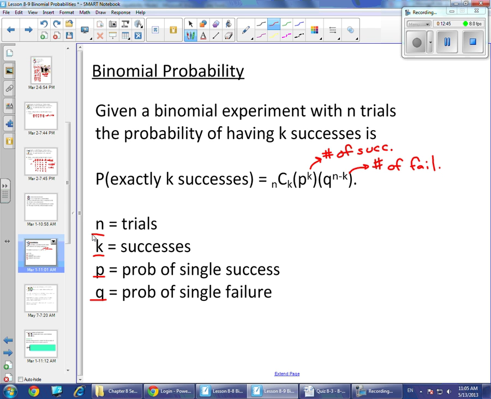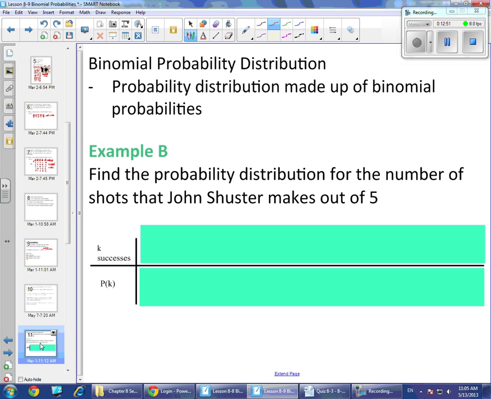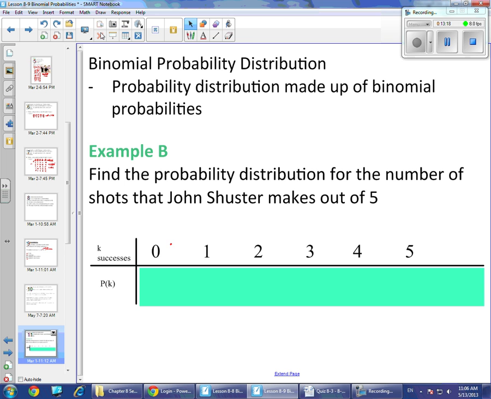So what we're going to do here is go back to John Schuster, and we're going to talk about his probability distribution, which is all the probabilities that make up a binomial distribution. So just like we did back in chapter 7, if we're going to write out a distribution, we make a table. On the top row, I'm going to list out the number of successes, the possible outcomes. So for Mr. Schuster here, he could make 0, 1, 2, 3, 4, or 5 shots out of 5. And then we're going to figure out the probabilities of each one.